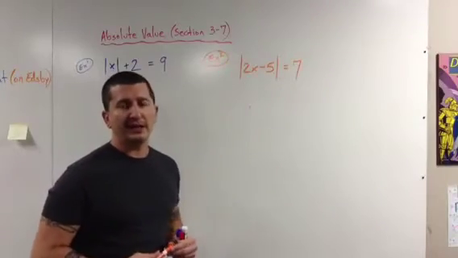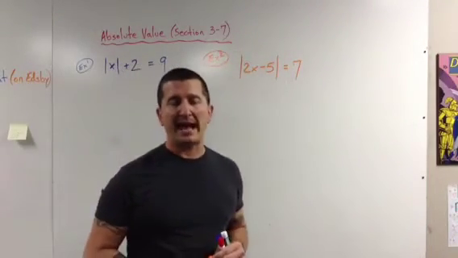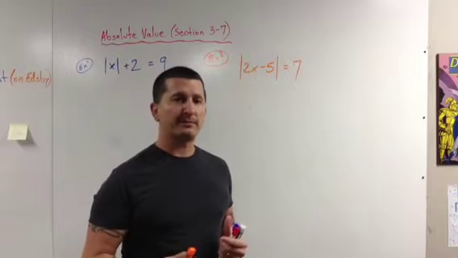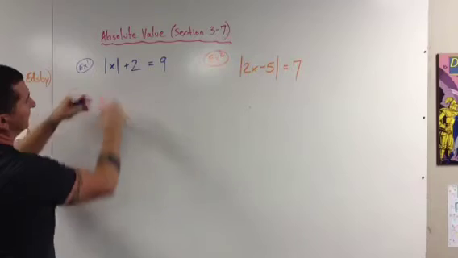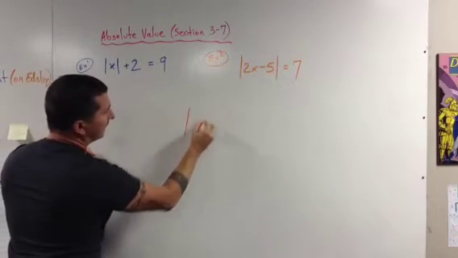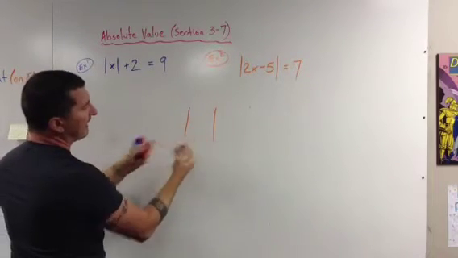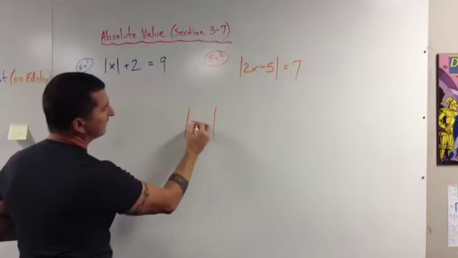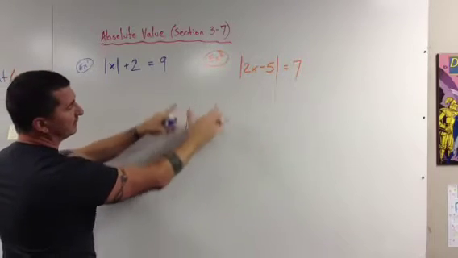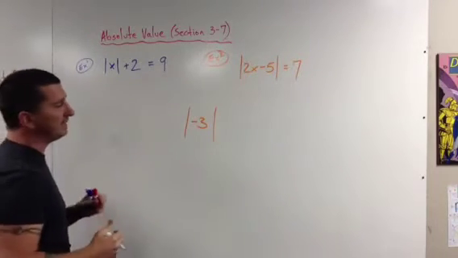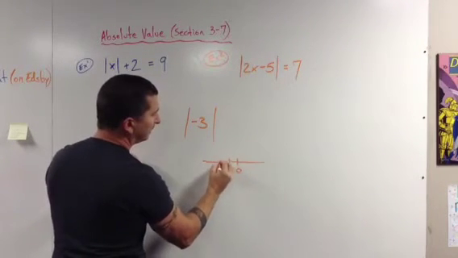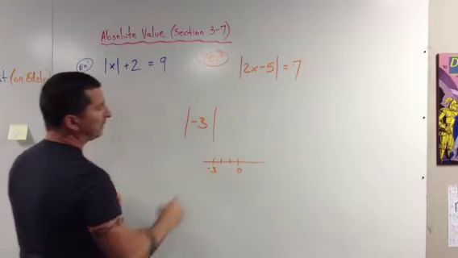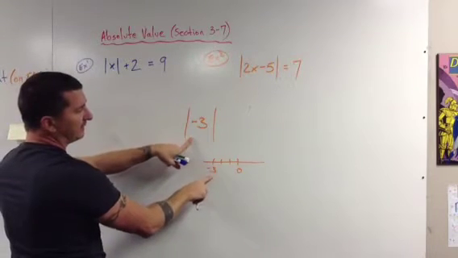We're going to be solving equations and inequalities that have absolute value symbols in them. An absolute value looks like this. We have two lines with some value in the middle. So for example, the absolute value of -3 would look like this. Now what that means is we want to know the distance away from 0 that this number is.